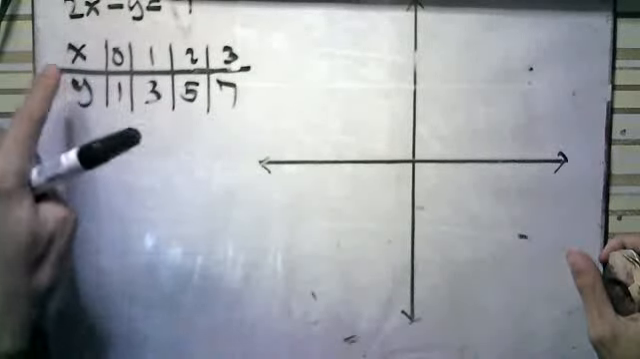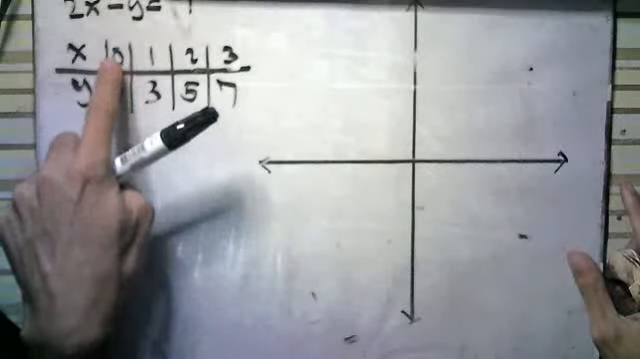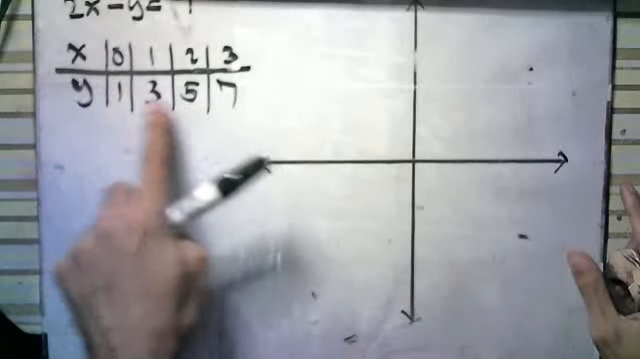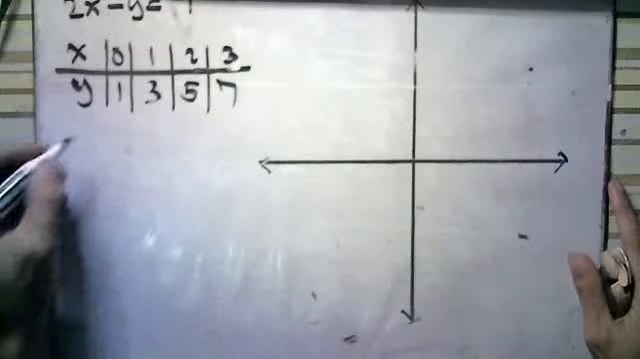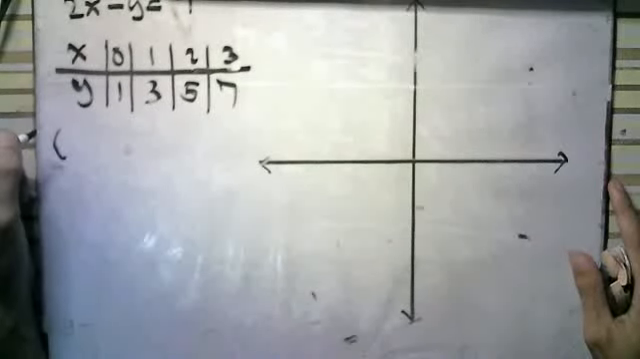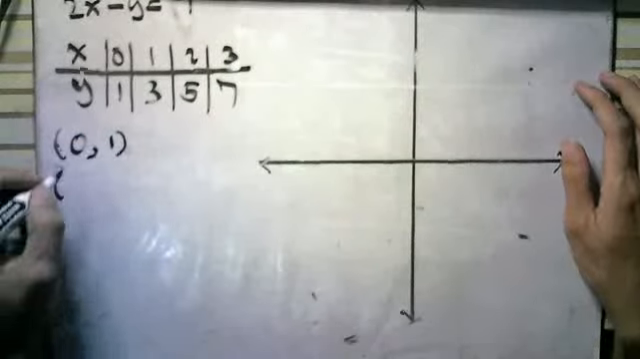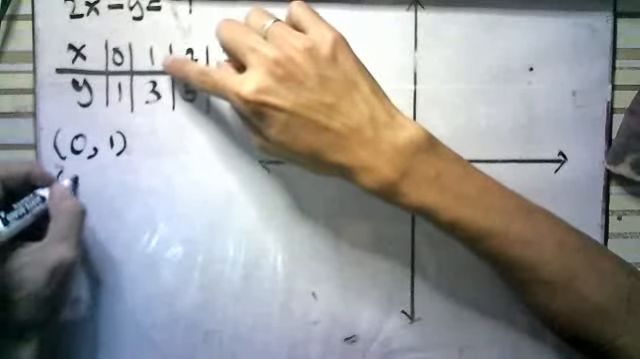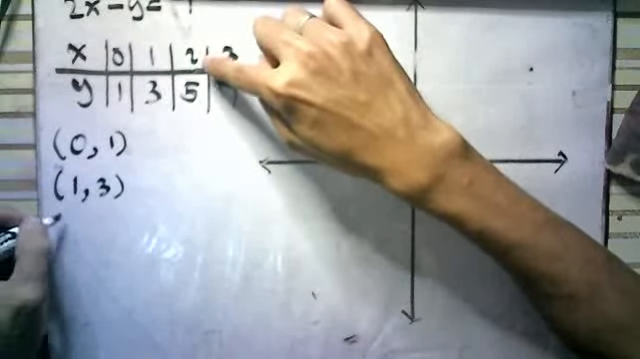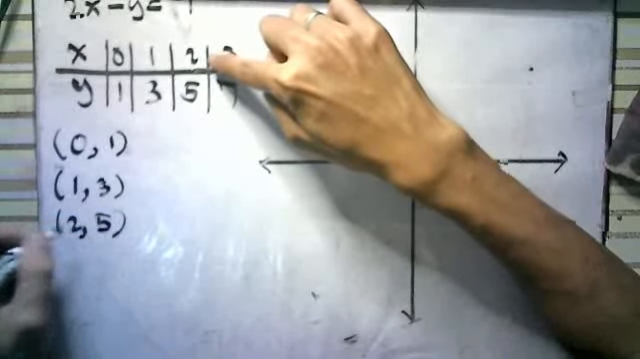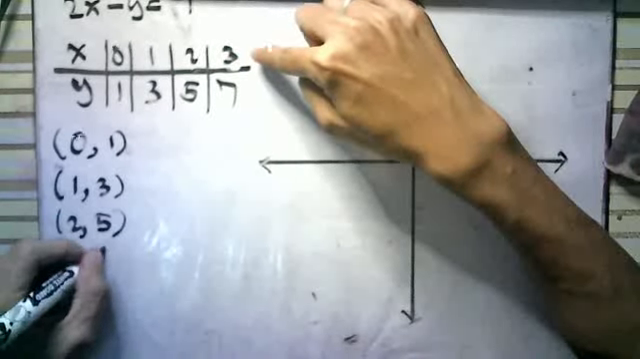Now, as you can see here, we have 4 values for the x and y. So, we have 0, 1, 2, 3, and then the corresponding dependent variable. So, we have 4 ordered pairs. So, that will be 0, 1. Nakikita? 1, 3, 2, 5, and 3, 7.